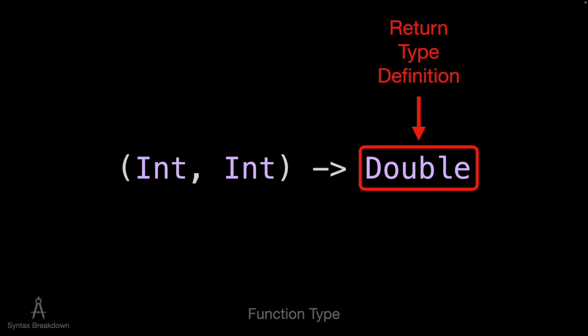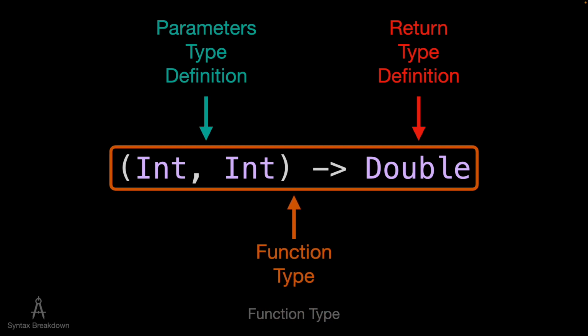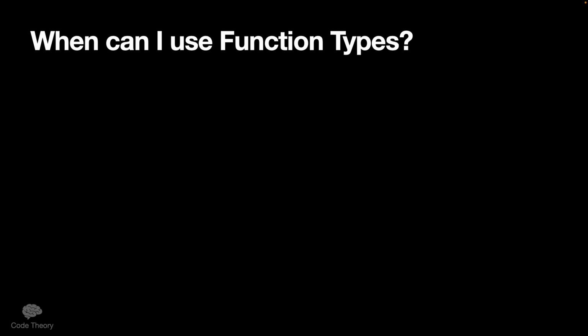This is the return type definition. Functions of this type take in two parameters, an int, and return a double. And all in all, together, they are a function type. So, when can we use function types?